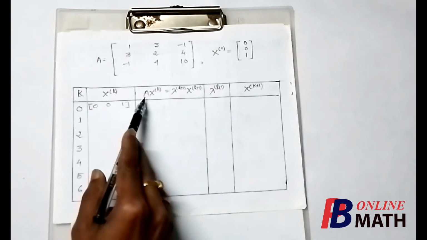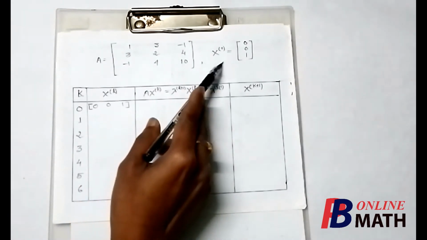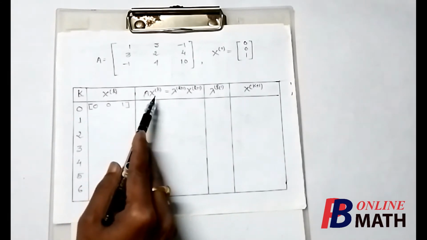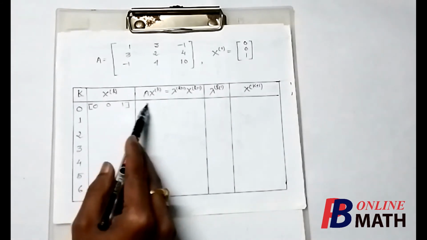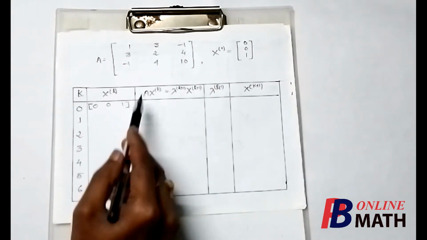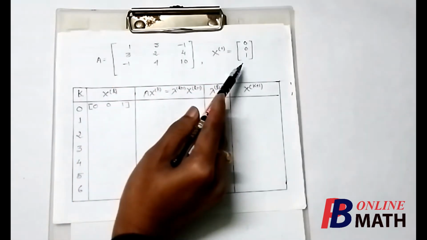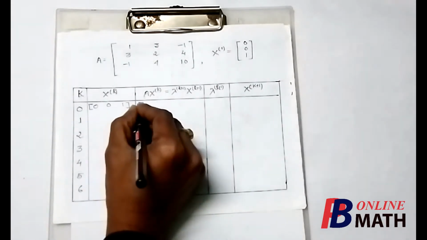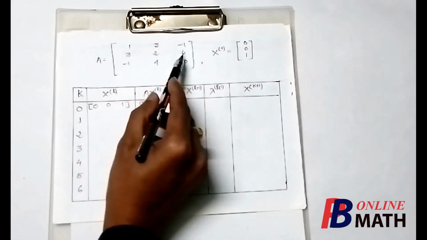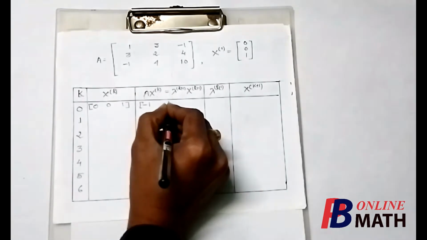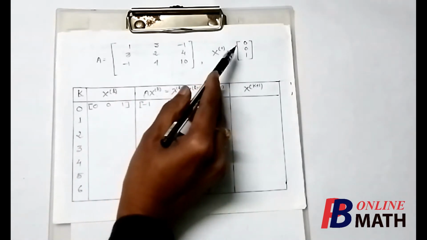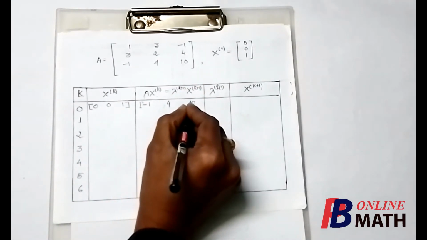Now we shall multiply the matrix A with the eigenvector x0. So if we multiply A and x0, then using the calculator we can easily get the elements of this column vector. So the first element of the column vector can be found if we multiply this row and this column, then it will be minus 1. The second element can be found if we multiply the second row and this column, then it will be 4. And the third element can be found if we multiply the third row and this column, then it will be 10.